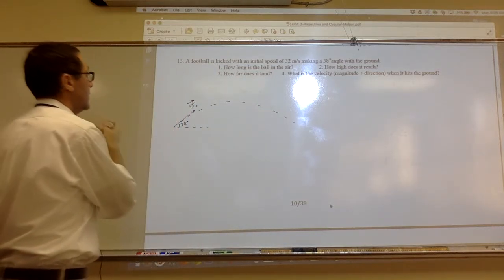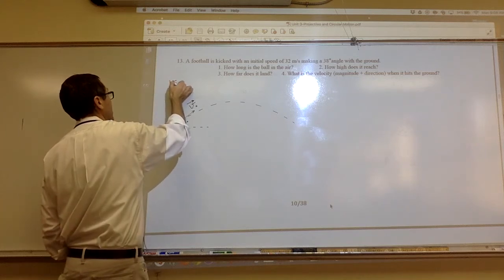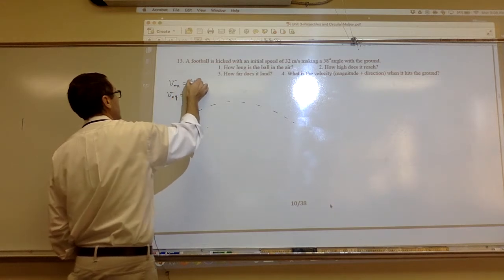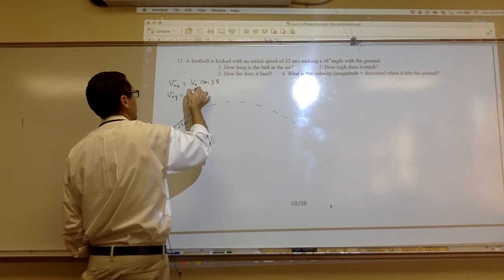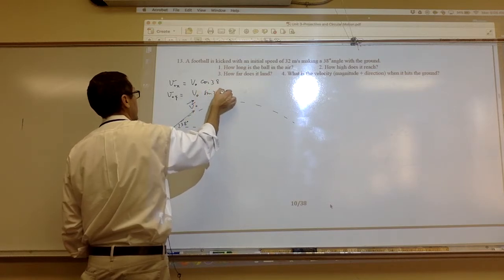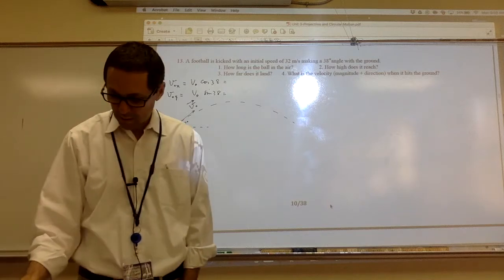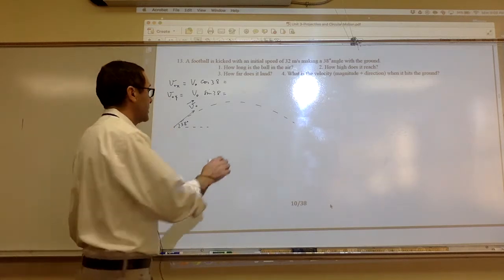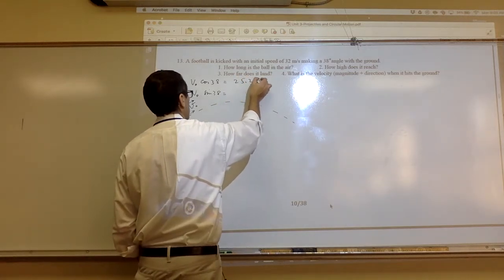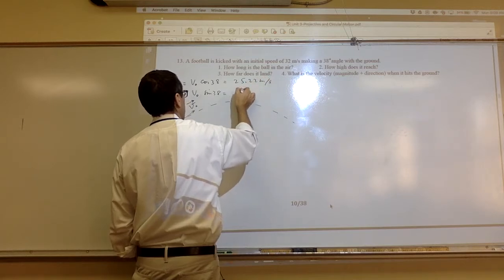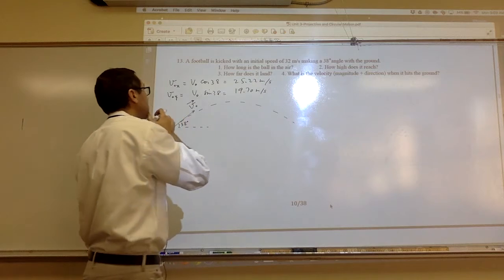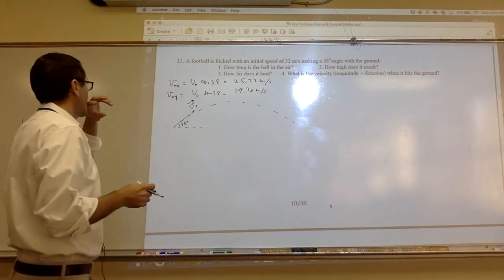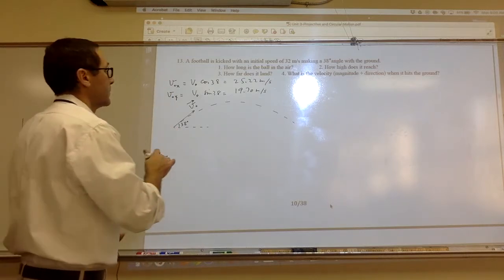How long is the ball in the air? So we have to find the initial velocities in the x and y direction. So this is V0 cosine of 38, and this is V0 sine of 38. And those answers I have here are 25.22 and 19.70. You can see that the x has to be bigger. The angle is under 45, so most of your velocity is going horizontally.